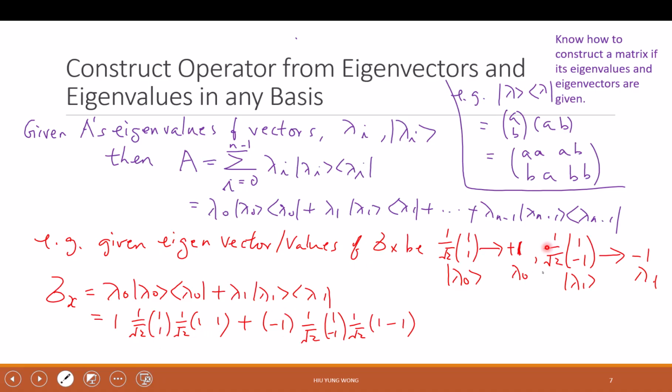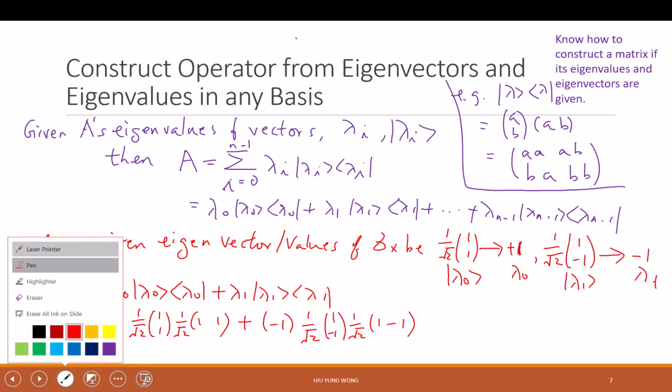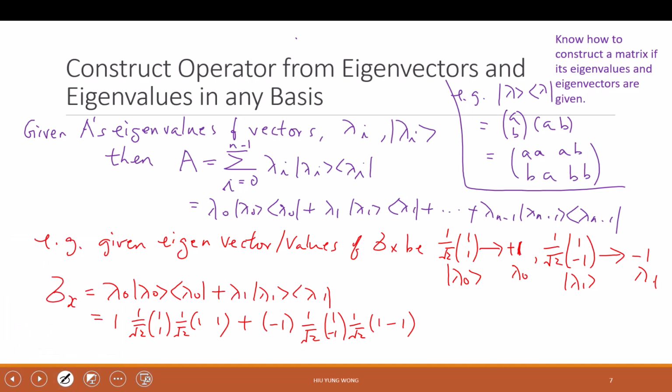Right? So this is lambda 0, so (1, 1). This is lambda 1, so (1, negative 1). Okay? So now let me calculate. I can take 1 over square root 2, and it is squared. I have two of them, so it becomes 1/2, right? So I take this out. And then the first matrix is what? How do you do this outer product? 1 times 1 for the first element, 1 times 1 second, 1 times 1, right? So it's 1, 1, 1, 1.